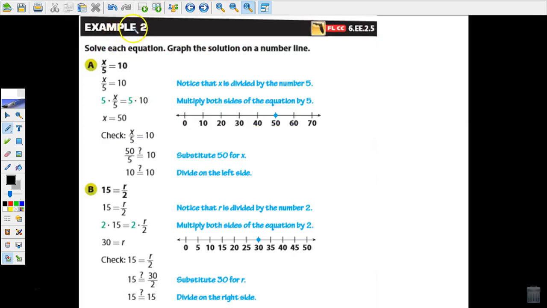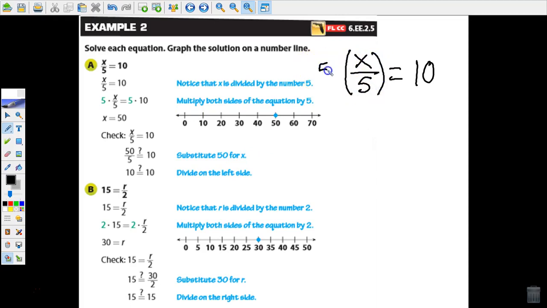So, example 2, solve each equation. Graph the solution on a number line. So, we have x divided by 5 equals 10. So, we have to define the variable, meaning get it all alone. So, if there's division, I have to multiply to solve.